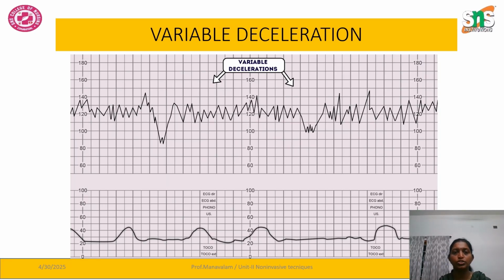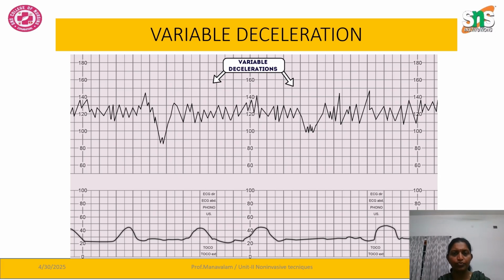Next, let's move on to the variable deceleration. Variable deceleration is a rapid fall of the baseline fetal heart rate with variable recovery periods. It does not have any correlation with the uterine contraction. It occurs in a variable time period, and it also ends in a variable time period.